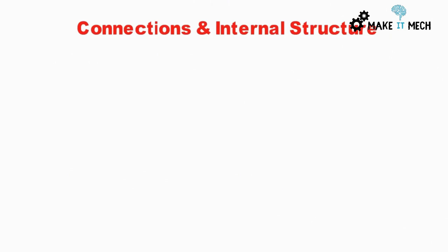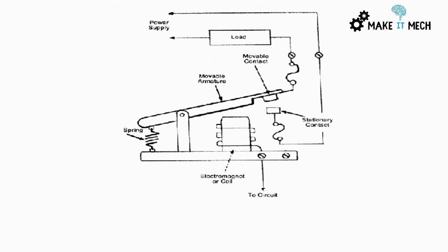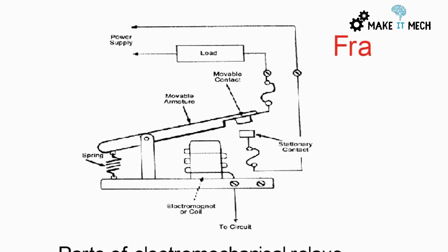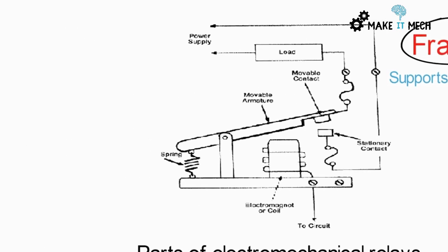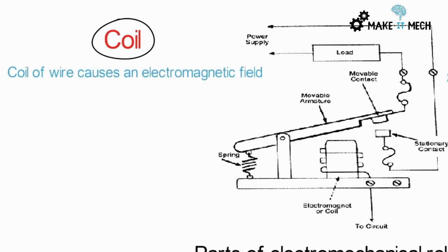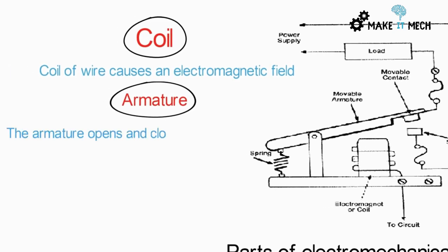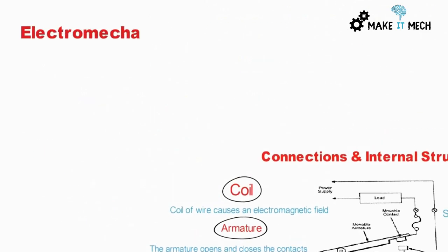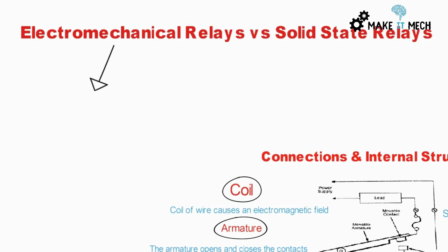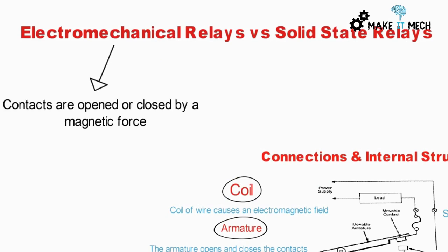Here is the internal structure of an electromechanical relay. The first is a frame. The frame is used for supporting. Then we have a coil. A coil of wire is used for generating an electromagnetic field. And the armature opens and closes the contacts. And the contacts are the conducting part of the switch. In electromechanical relays, the contacts are opened or closed by a magnetic force. And in solid state relays, switching is totally electronic.